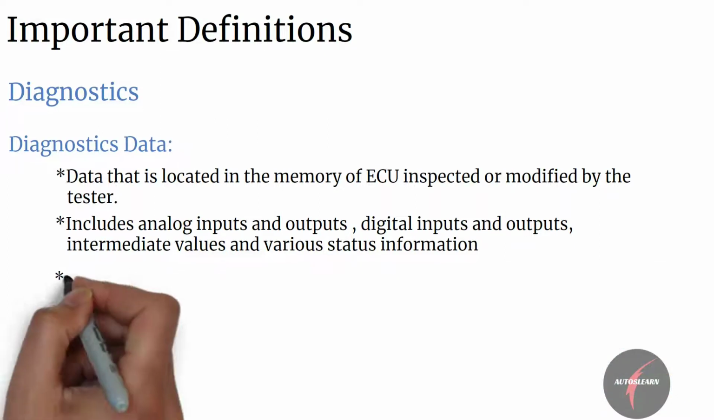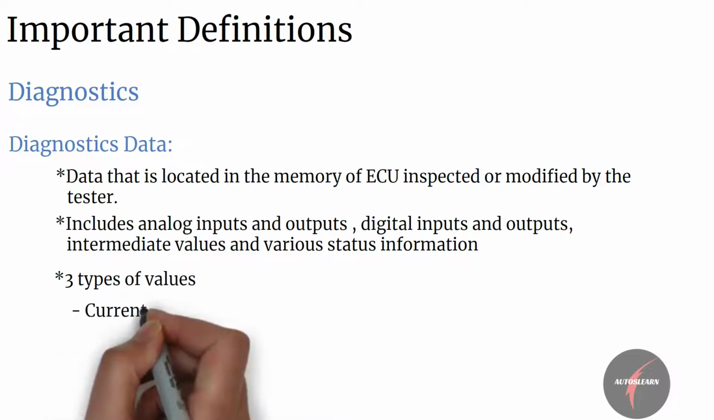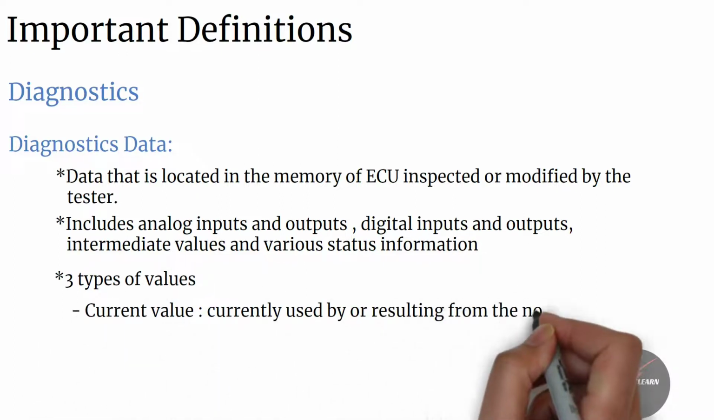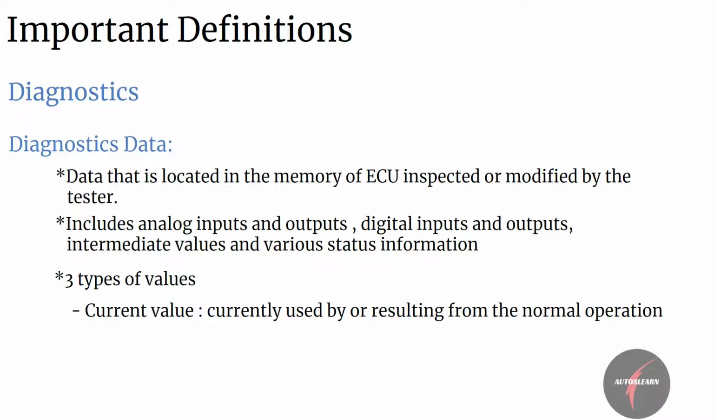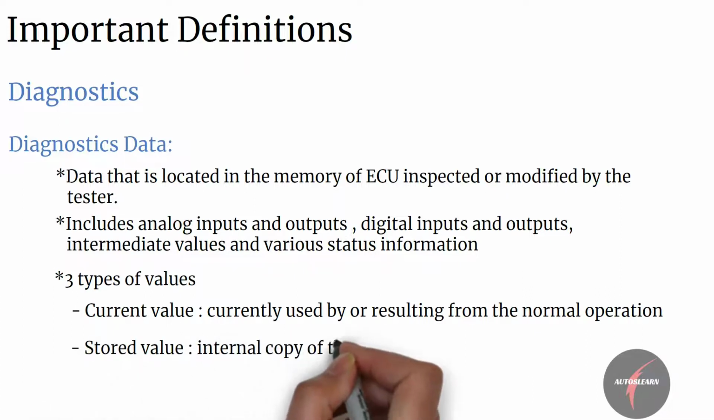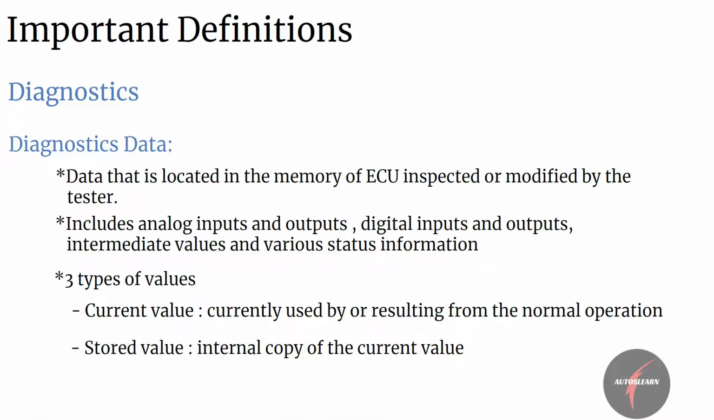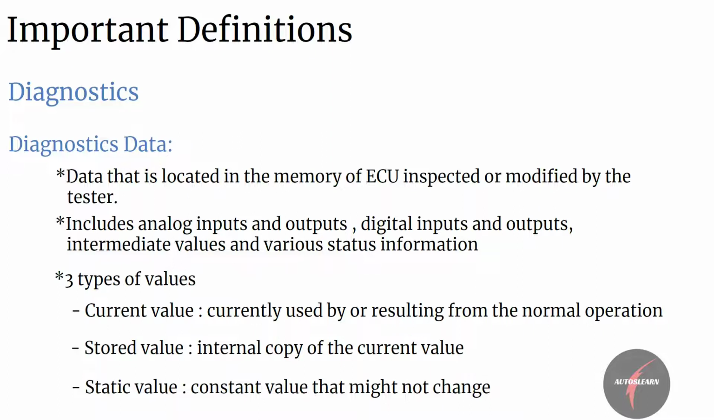Diagnostic data can contain three types of values. Firstly, the current value. This is the value that's currently used by or resulting from a normal operation of electronic control unit. Then we have stored values. This value is an internal copy of the current value made at specific moments, such as when a malfunction occurs or periodically by the ECU. And lastly, we have static value. This value is a constant value that might not change during the lifetime of the ECU or vehicle, such as the VIN number.